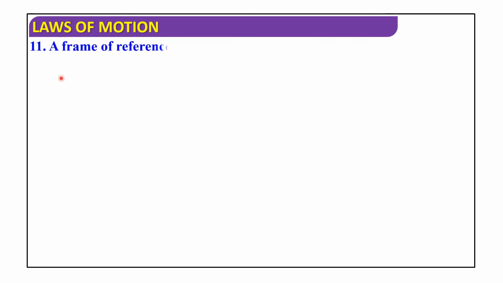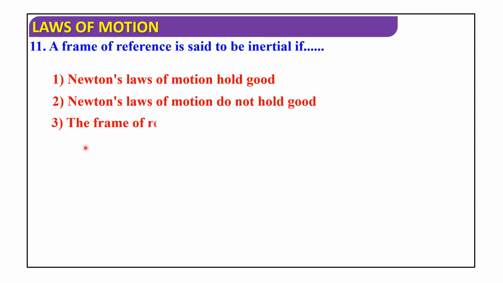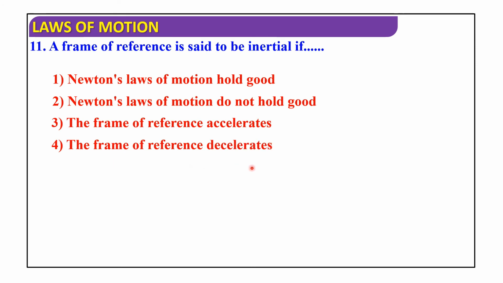Next, a frame of reference is said to be inertial if Newton's law of motion holds good, Newton's law of motion does not hold good, the frame of reference accelerates, the frame of reference decelerates.